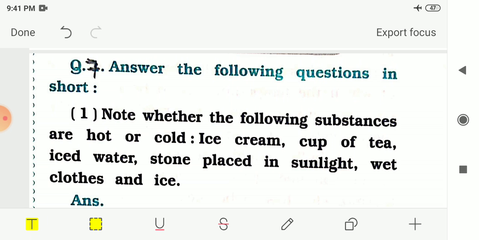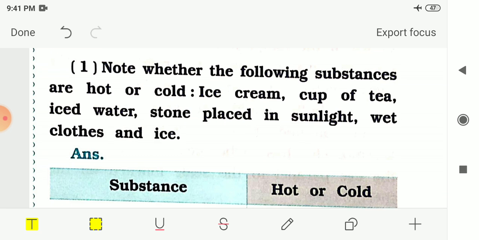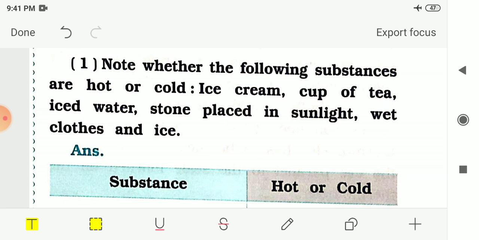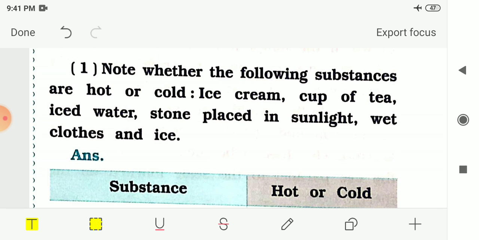Answer the following questions in short. This can be asked as a 2 marks question. The first question is, note whether the following substances are hot or cold. The substances given to you are ice cream, cup of tea, ice water, that means water which is prepared by the melting of ice, stone placed in sunlight, and wet clothes and ice.